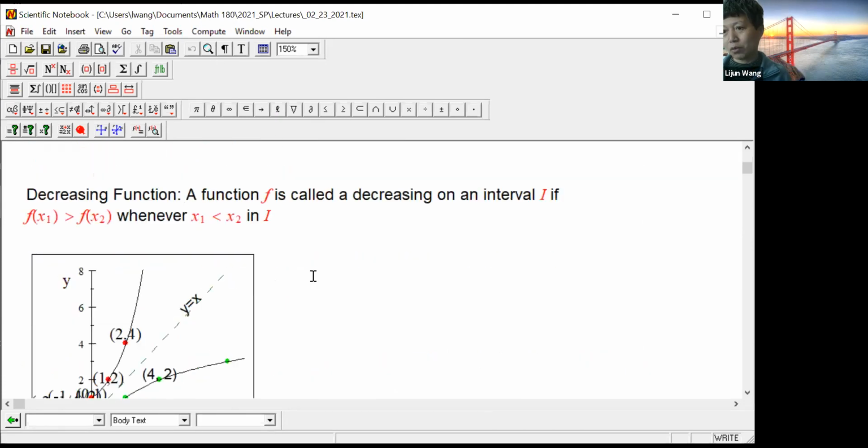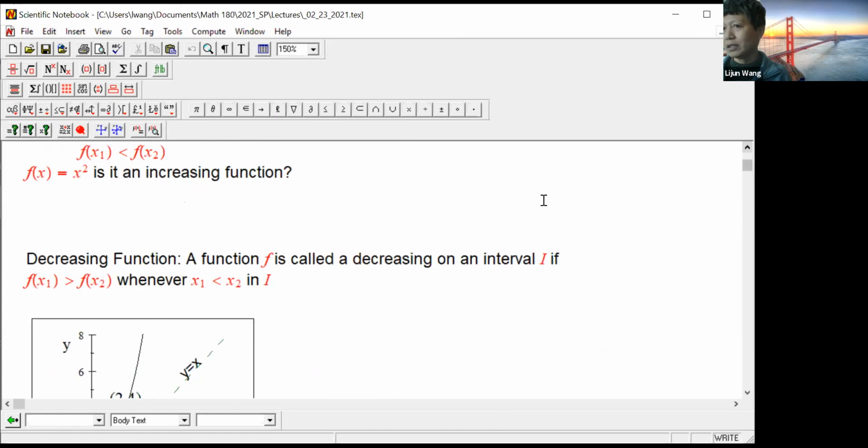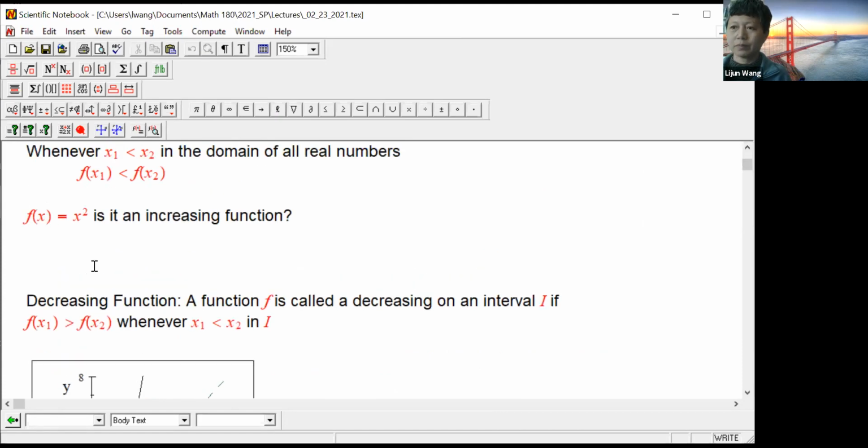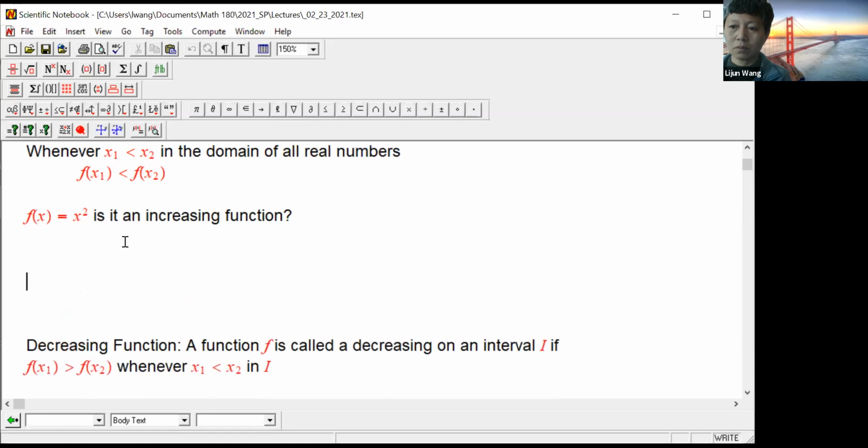Now let's look at x squared. That's f of x equals x squared. Is it an increasing function? Some of you said yes. Did some of you say no? Yeah. So we have yes answers, we have no answers. We know yes and no are opposite, right? All right.